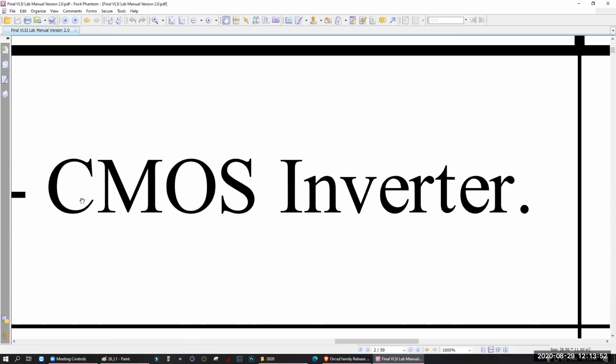What is CMOS? CMOS is complementary metal oxide semiconductor, right? What is complementary? Complementary means it always has two opposite sides of things. That's why it is called complementary. That means NMOS and PMOS, if they are combined together, become a CMOS. Okay, so we will learn that later, no problem.